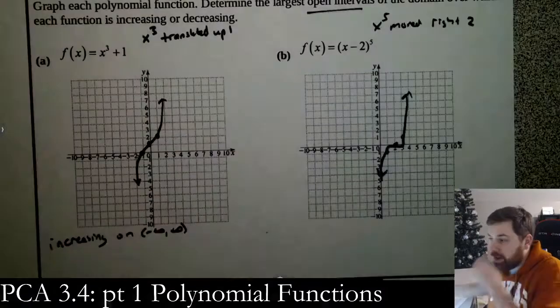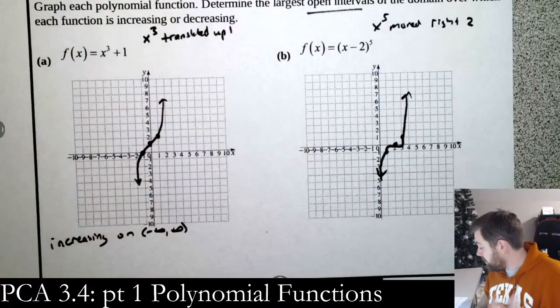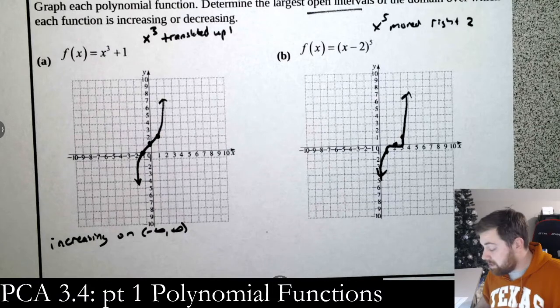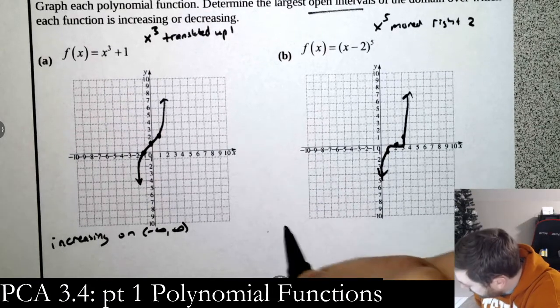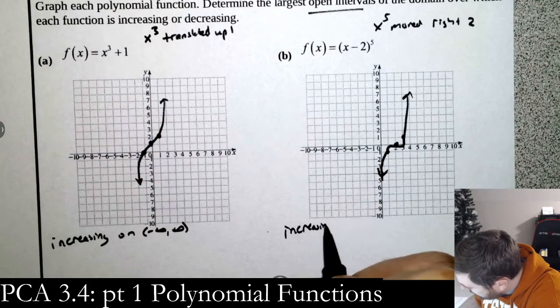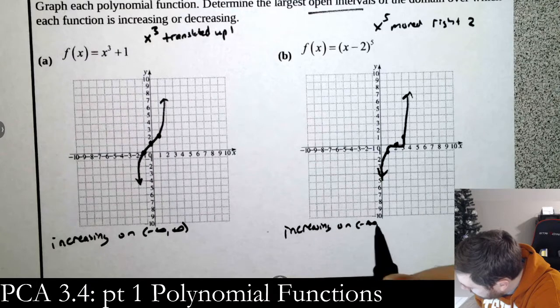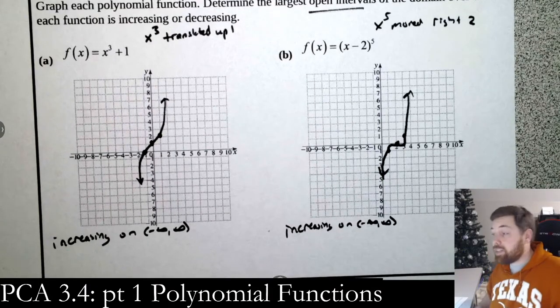Now, where is it increasing? Just like I said on the first page, it is still increasing on the entire domain. So we will put increasing on negative infinity up to infinity. Not decreasing anywhere.